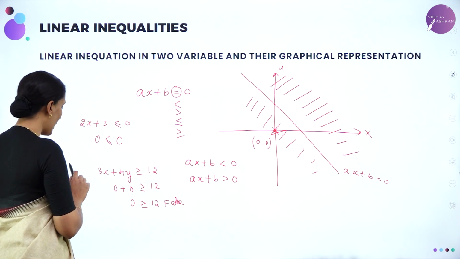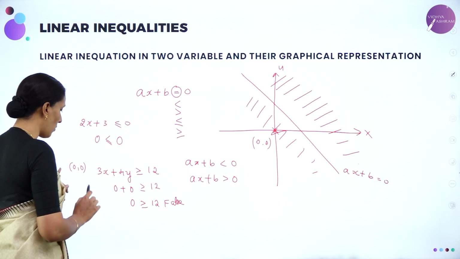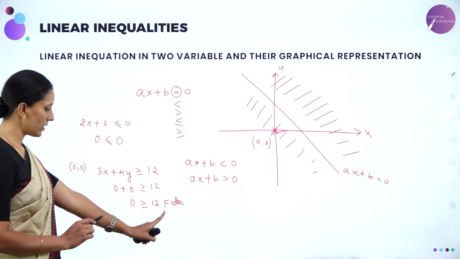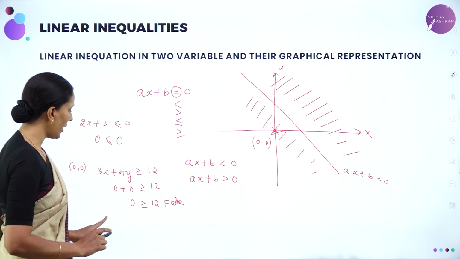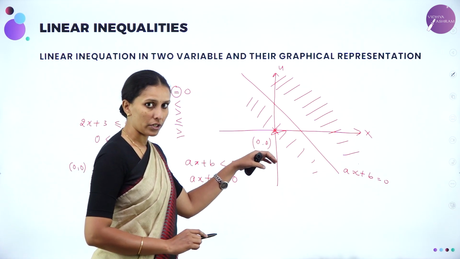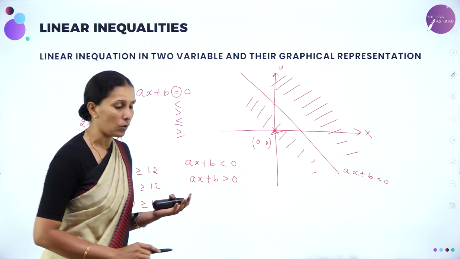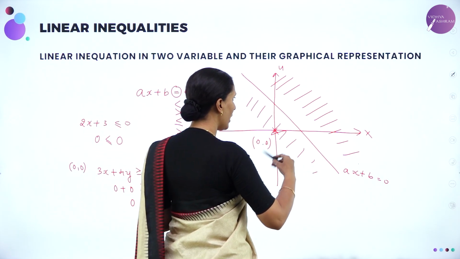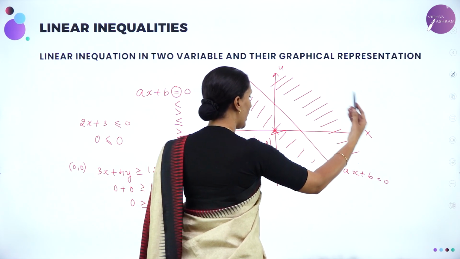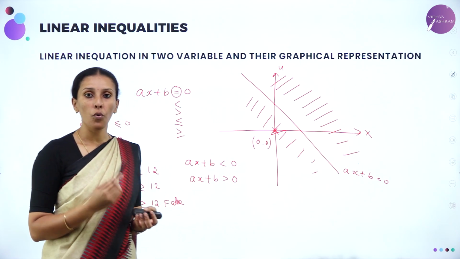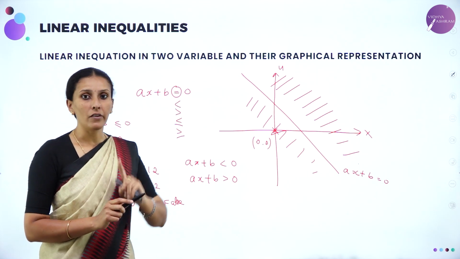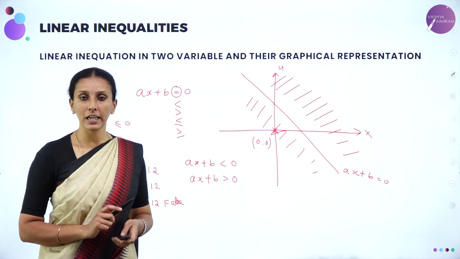That means here I have taken a point 0, 0 and I have verified the inequation. So here getting the statement as false, therefore I should shade the region which does not contain 0. So which is the region which does not contain 0? If I take this as a boundary, this is the region. So I need to shade this region. So this is how we will recognize the solution region in a graphical representation for a given linear inequality.